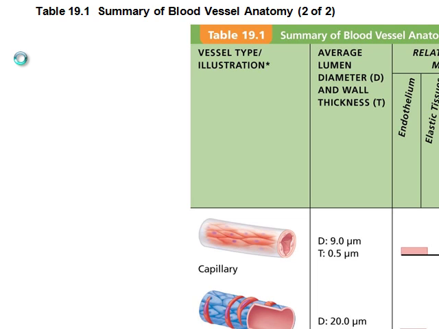And then delivery of blood back to the heart. The other thing, pressure is going to go way down. Yes? In the veins. Okay?